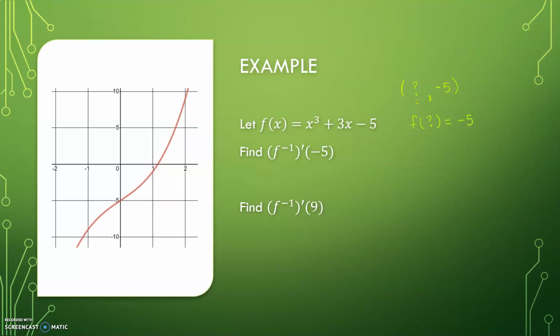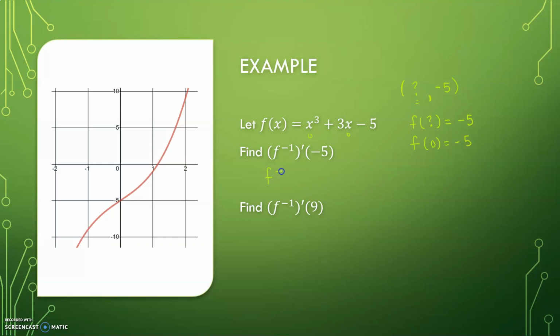If this is a non-calculator question, then we are just going to have to use guess and check. And if it's a calculator question, you could solve it for -5. But what I notice is that if I use 0 for x, that works. So f of 0 gives me -5.